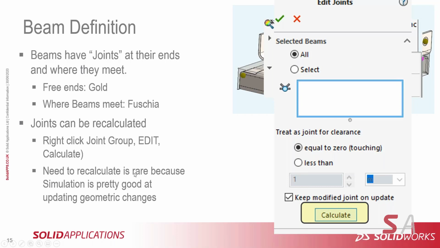Now I will also tell you that the need to recalculate is rare, because simulation has gotten really good at updating any geometric changes or any choices that you've made in the study that change the joint group. For example, taking a beam and treating it as solid. Now you've got fewer joints, and the character of the joints changes. So just in setting up the model for this study, I've reaffirmed for myself that the joint group automatically updated when I treated a beam as solid, and then I went back to that solid and said treat as beam. The joint group updated automatically. I don't seem to have any issues with this.